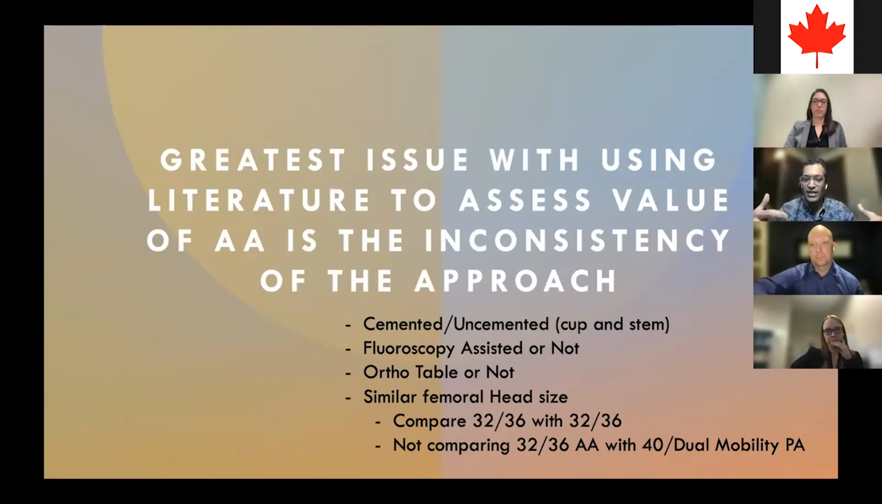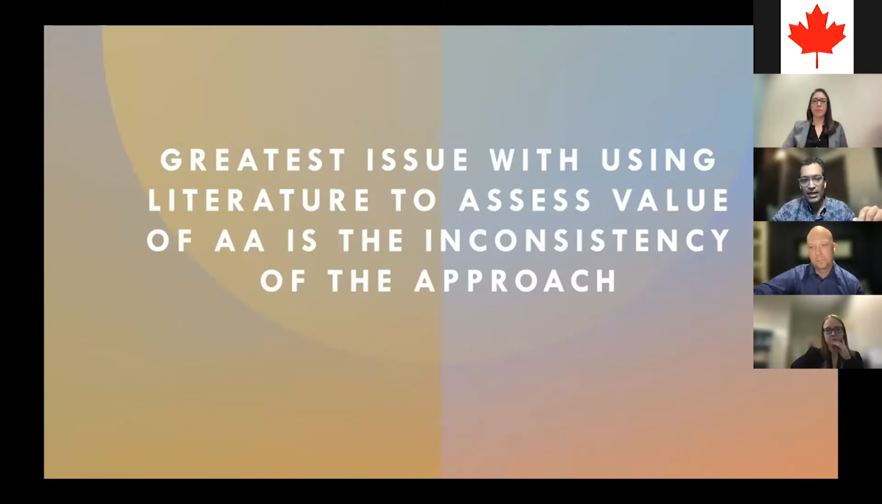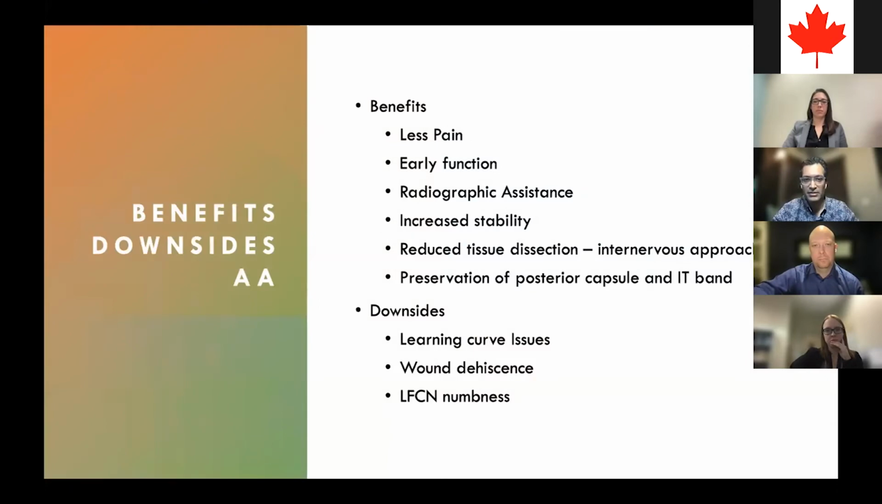You have to dive into the actual studies to realize sometimes they're comparing 32 and 36 anterior approach heads with 40 millimeter dual mobility heads on the posterior approach. So you really have to know what you're trying to compare when you read the literature, and I really encourage you to look at the papers when you're assessing it. What I'm going to try to advocate for here is using the anterior approach with fluoroscopic assessment, and I'll jump into why.